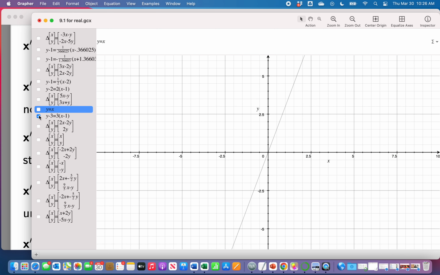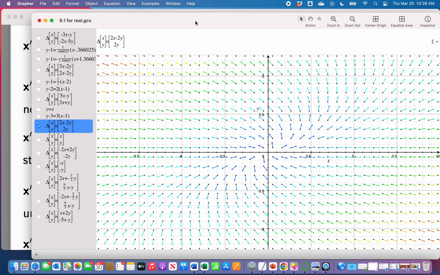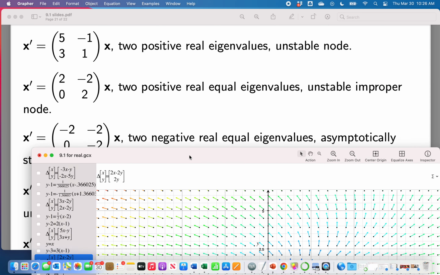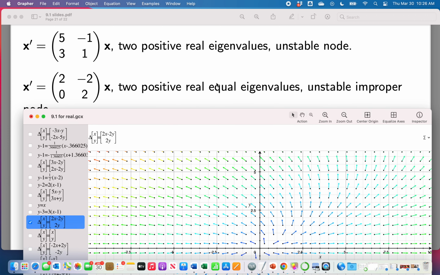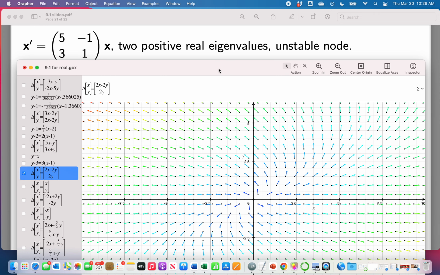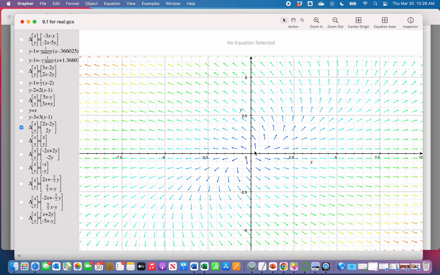There's an unstable node. Okay, now what is this? Here there are two positive real equal eigenvalues. They're real and also equal. This is called an improper node. It's unstable, as you can see. If I knock you off the origin, off you go.